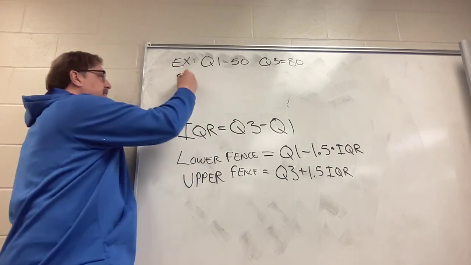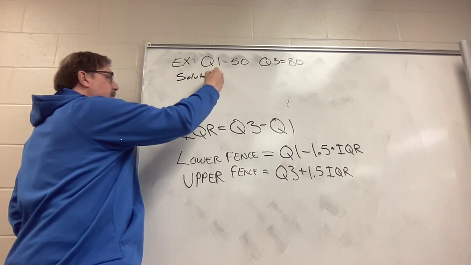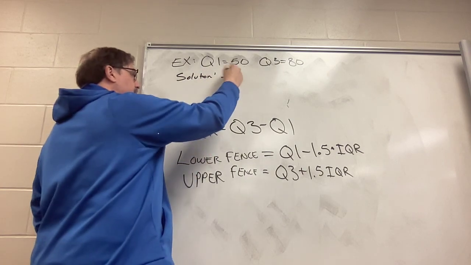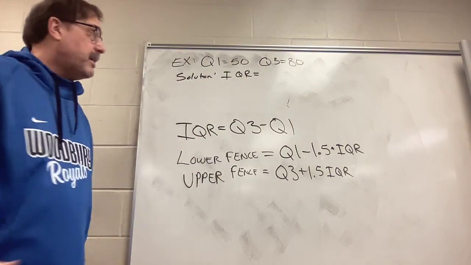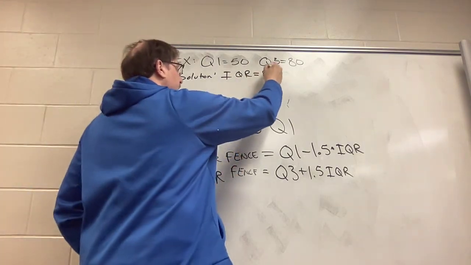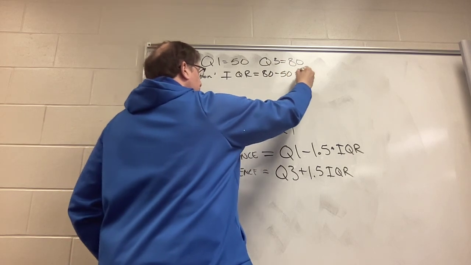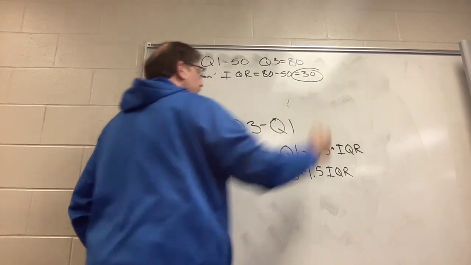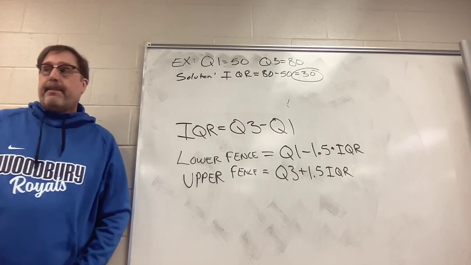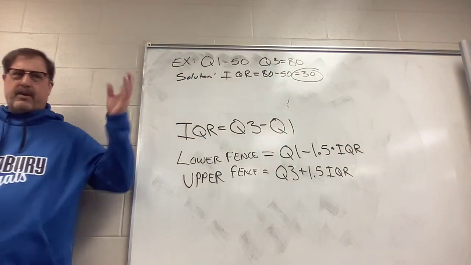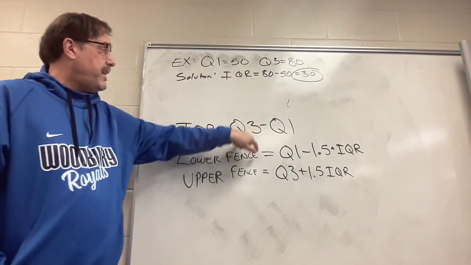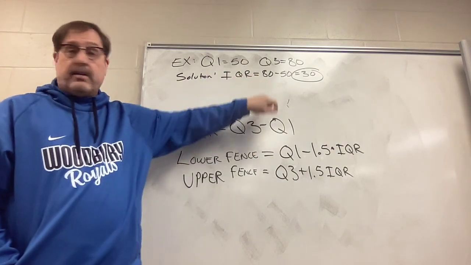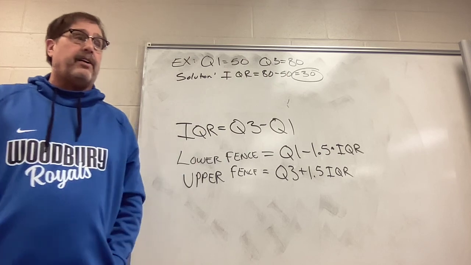So your solution is the following. First step, IQR, interquartile range. It's just how spread out are the middle numbers, and it is simply 80 minus 50 equals 30. IQR, silly letters. However, Q3 is just staring at you in your calculator, and Q1 is staring at your calculator.